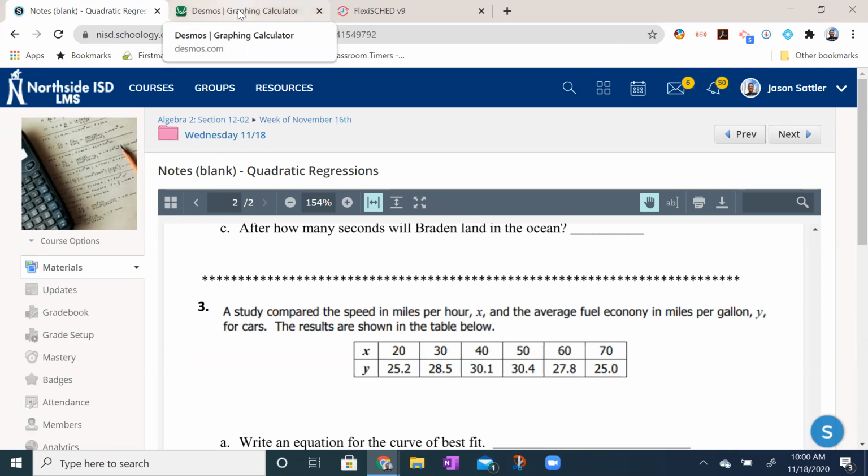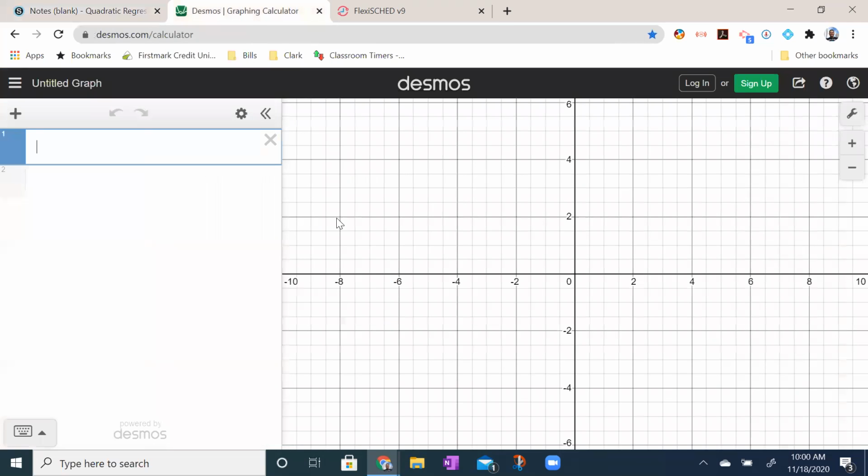you'll need Desmos as well. So if you go to your resource folder, okay, you're going to need the Desmos calculator here. All right, guys, any questions so far?